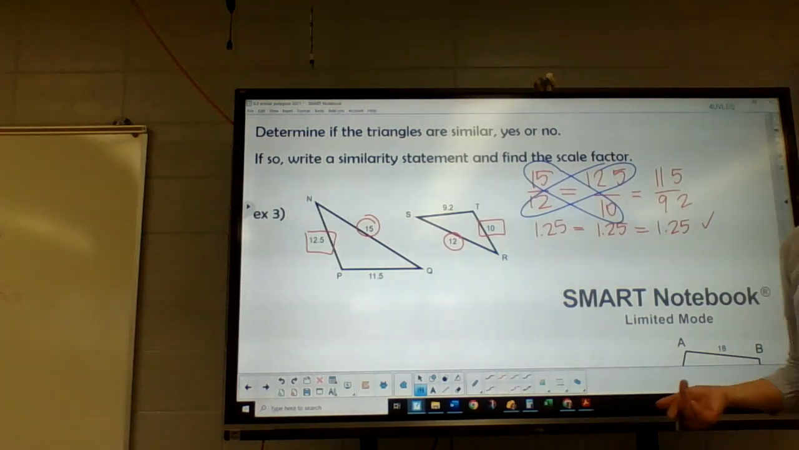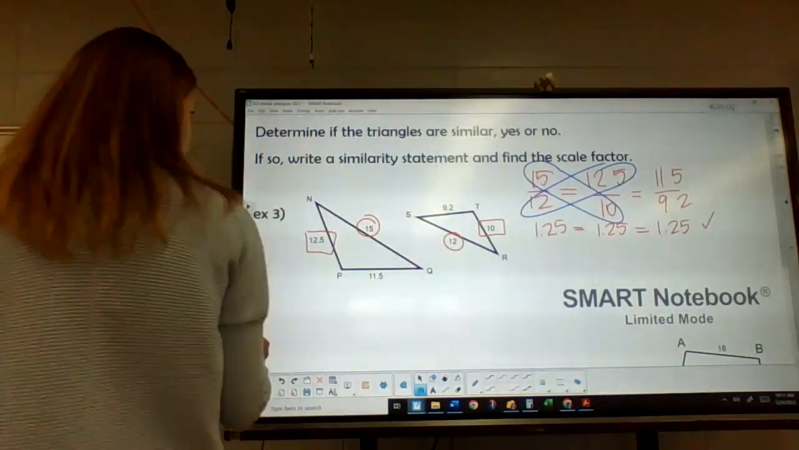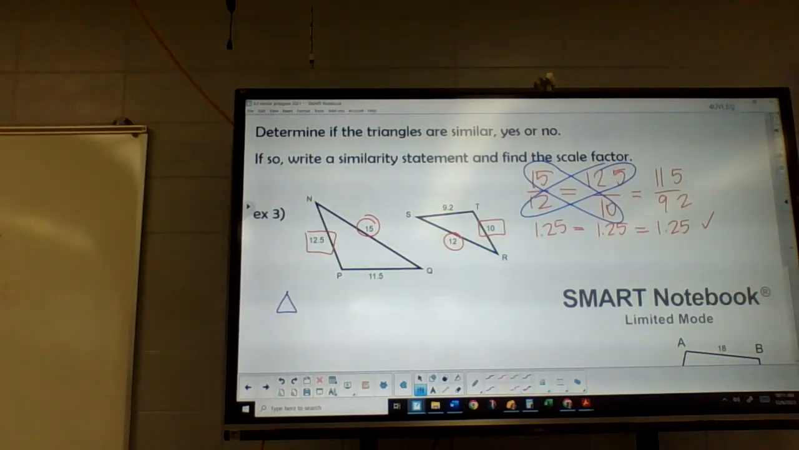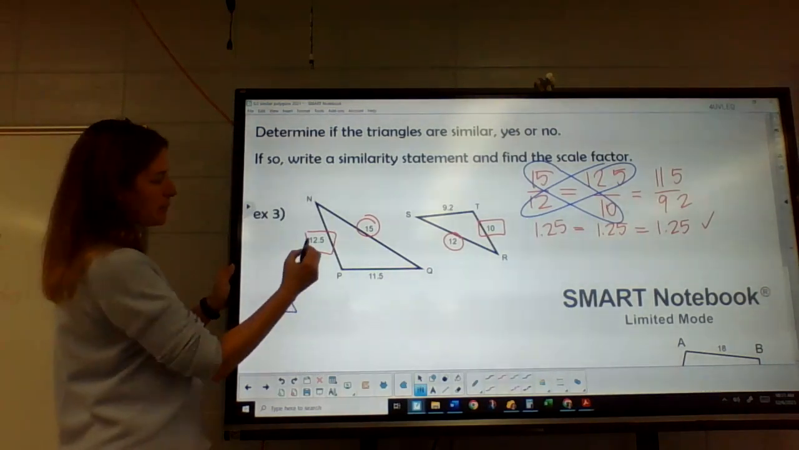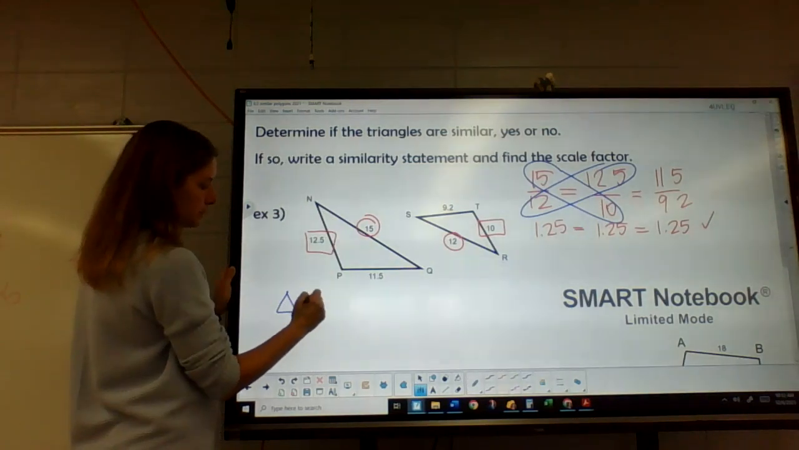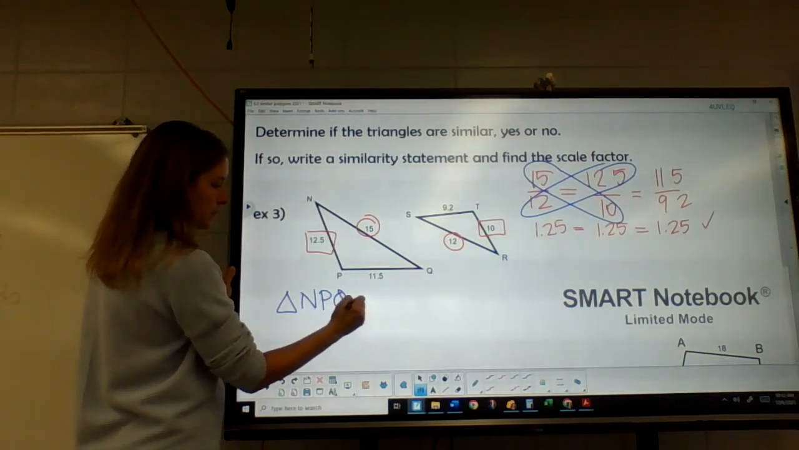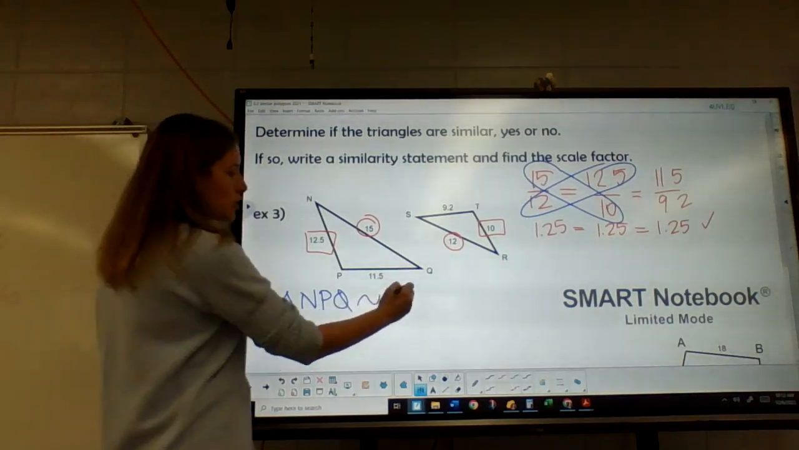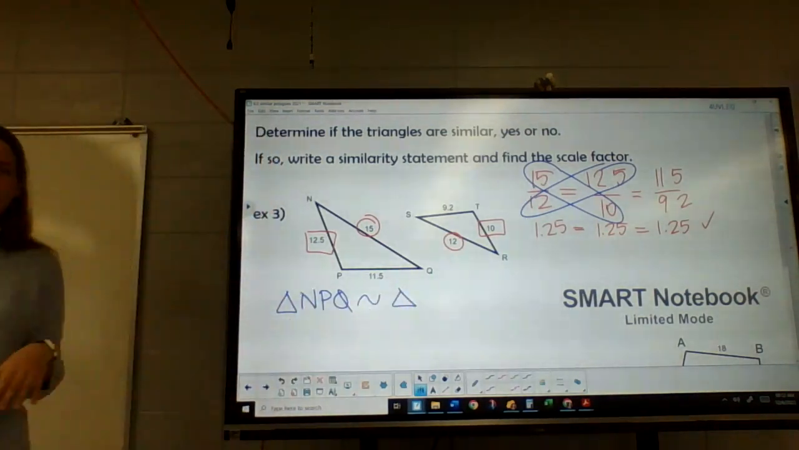So they want a similarity statement and they want the scale factor. What they mean by a similarity statement is I'm writing the triangle is similar to the other triangle. So I'm going to call it NPQ. I'm going to use the squiggle for similar. And again, we're talking about a triangle, so I want to call it a triangle.